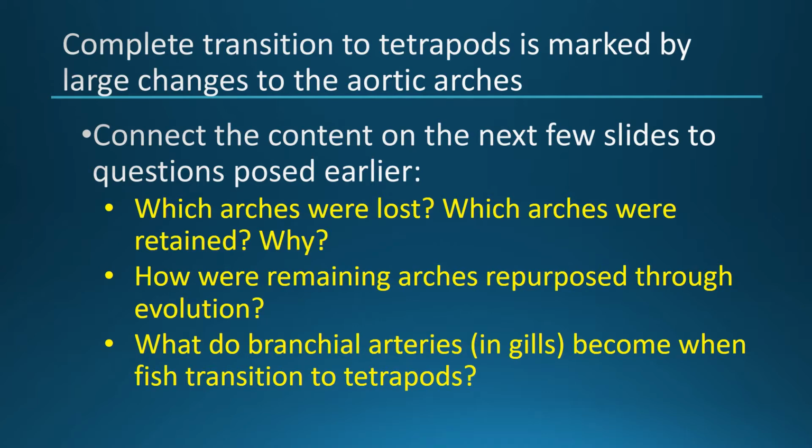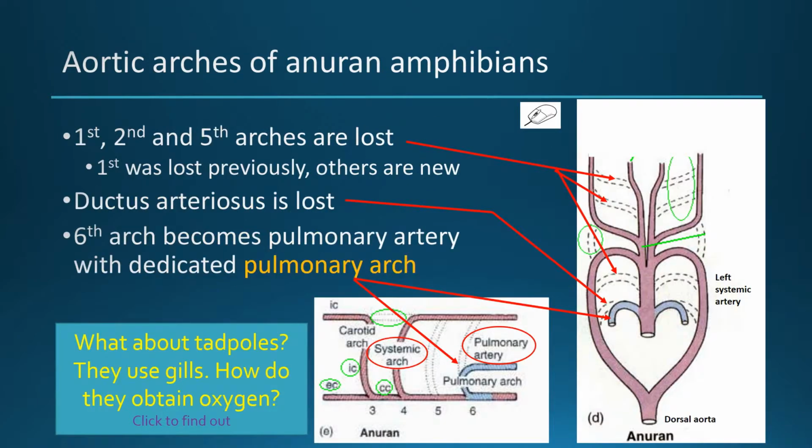It's a transition definitely away from teleosts, but now there's a much bigger transition that happens when you go from even lungfish to tetrapods, because now they're permanently breathing air. So there's a number of things that just aren't necessary at all. I want to go back to those questions we posed earlier. And those questions were, which arches were lost and which arches are retained and why? And how are any remaining arches repurposed through evolution? What do branchial arteries in gills become when fish transition to tetrapods?